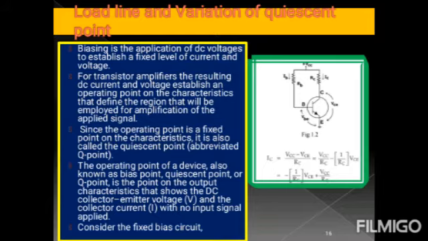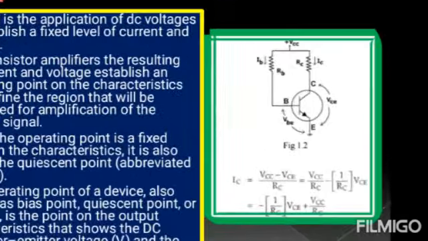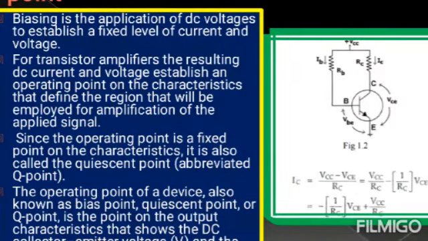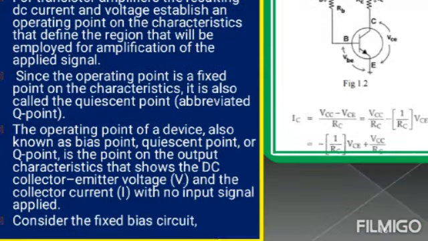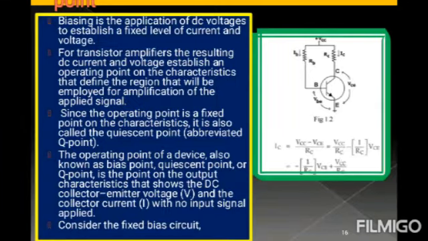So how to fix the operating point? Let me start with that. We have a fixed bias circuit and the output current IC will be equal to (VCC minus VCE) by RC, that is equal to VCC by RC minus 1 by RC into VCE. After simplification, IC will be equal to minus 1 by RC into VCE plus VCC by RC.